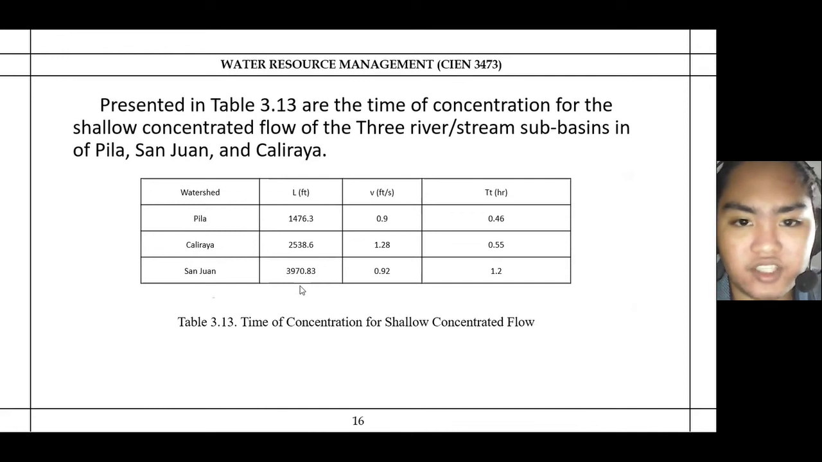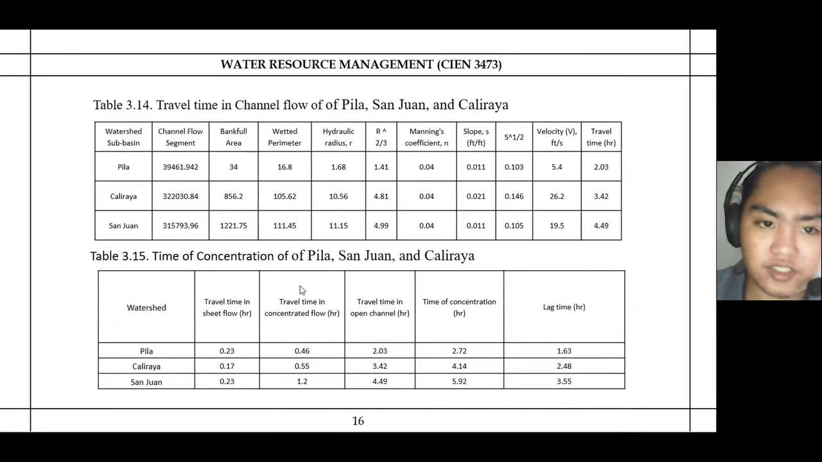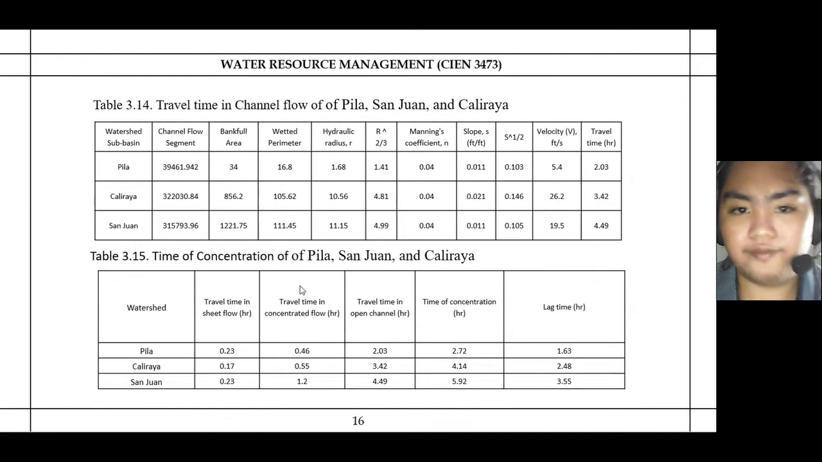Presented in Table 3.13 are the times of concentration for shallow concentrated flow of the three rivers, stream and or sub-basin watersheds. For Pila, we have 4.46 hours. For Caliraya, we have 0.55 hours. And for San Juan, we have 1.2 hours. For Table 3.14, travel time in channel flow of Pila, San Juan, and Caliraya, we have the total travel time of 2.03 for Pila, Caliraya has 3.42, and San Juan has 4.49.